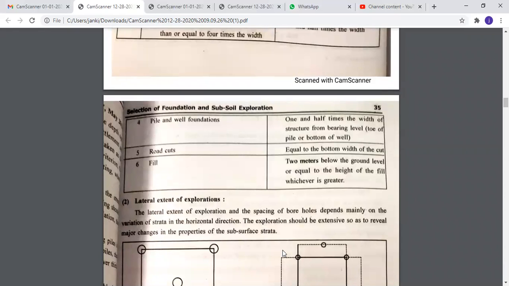In the next case, pile and well foundation, the depth of exploration should be 1.5 times the width of the structure from bearing level, which is from the toe of the pile or bottom of the well. For road cut type foundation, the depth of exploration is equal to the bottom width of the cut. And last, whenever there is a fill type of foundation, the depth of exploration is 2 meters below the ground level or equal to the height of the fill, whichever is greater.